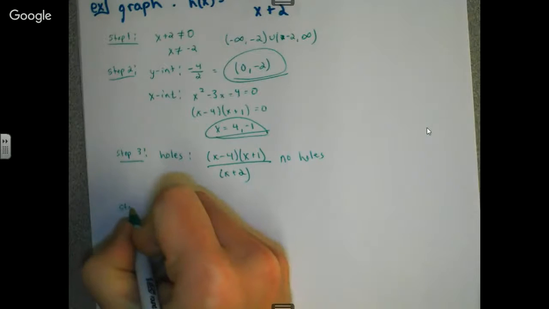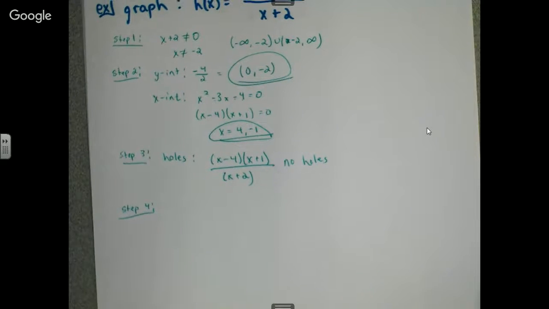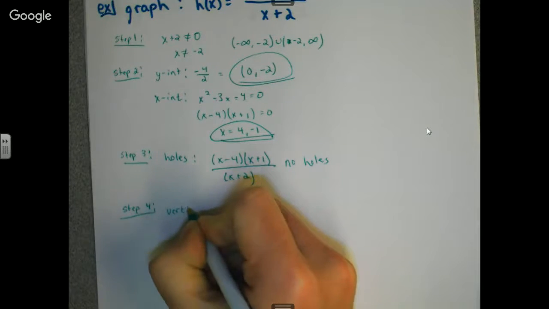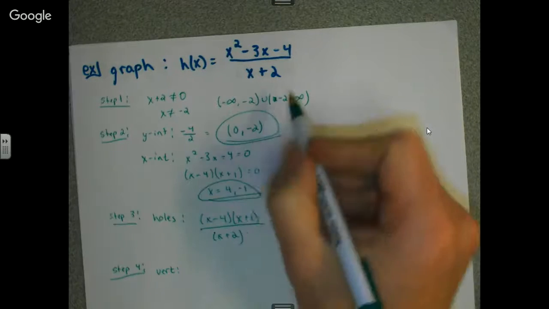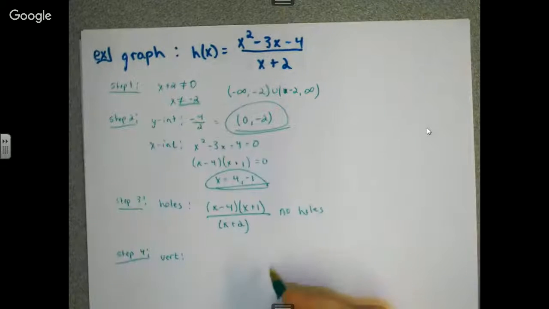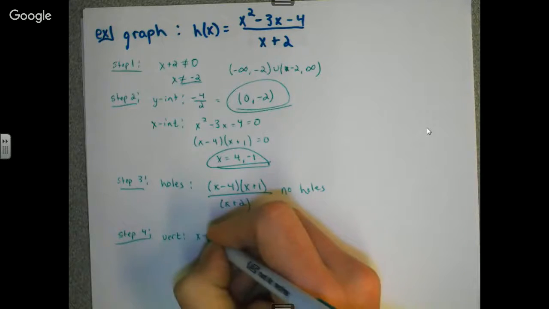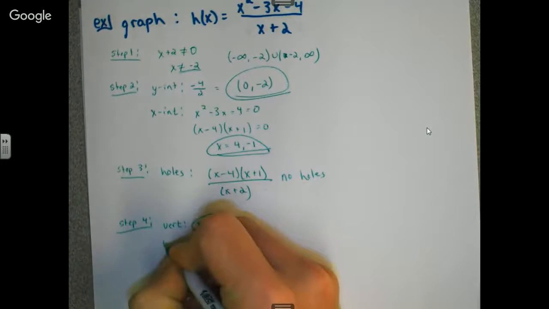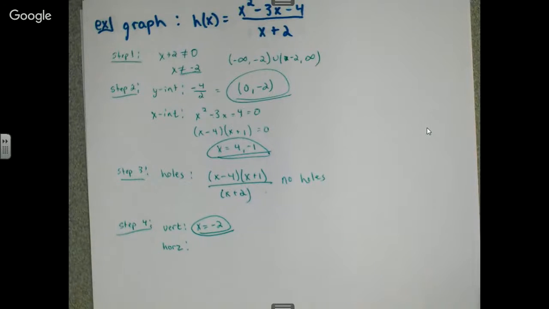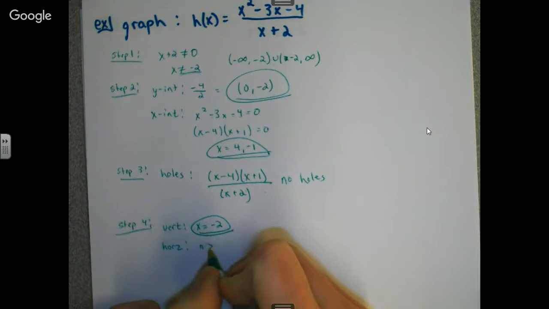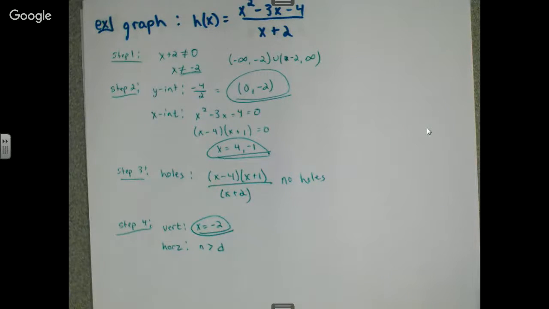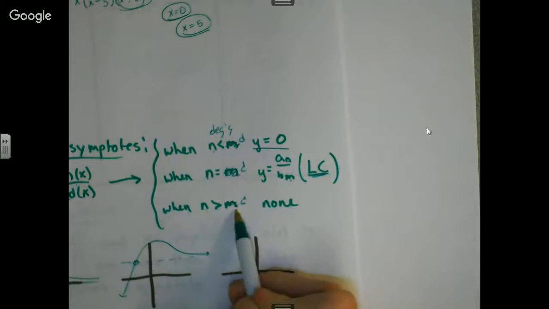Step 4, our asymptotes, so we'll start with vertical. Okay, so since there's no holes, this is reduced all the way. This minus 2 here creates a vertical asymptote. So x equals minus 2 is a vertical asymptote. Horizontal, okay, since the degree of the numerator is bigger than the degree of the denominator, we will not have, sorry, come back here. Numerator bigger than the denominator has none.